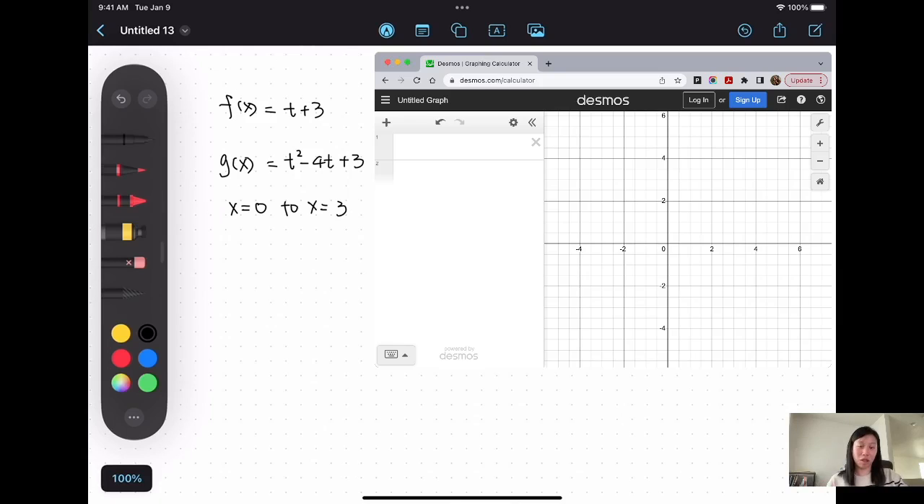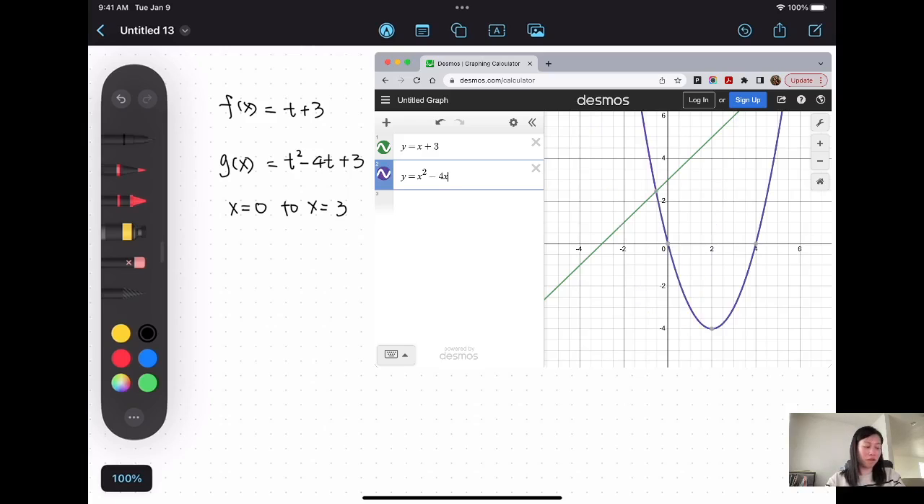If you don't know how to graph it, just use a graphing calculator or Desmos, which is an online free graphing calculator. So first I will put in the function y equals x plus 3, and the other one is x squared minus 4x plus 3.